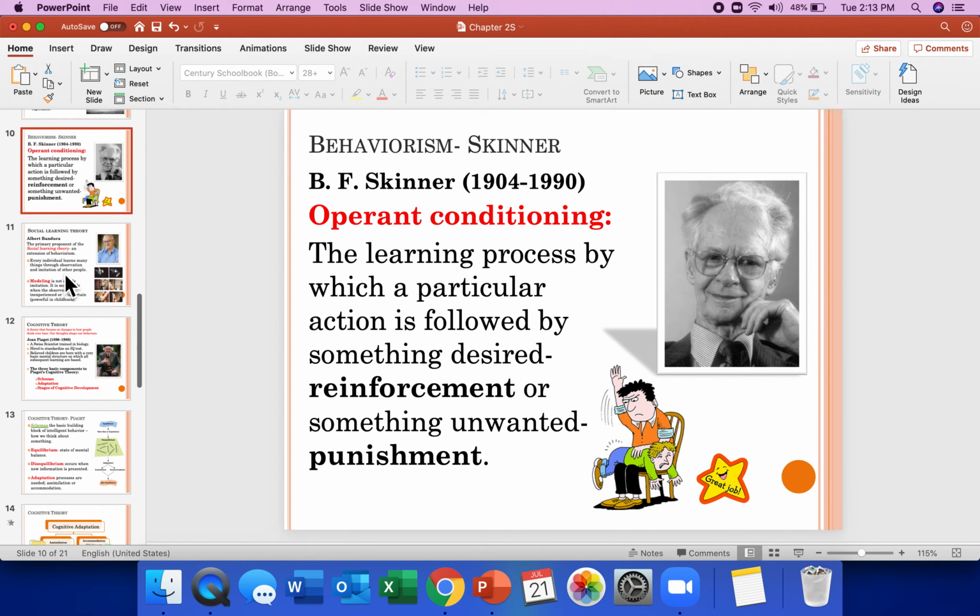The third behaviorist is B.F. Skinner, and Skinner did not disagree with either of the previous theorists. As a matter of fact, he believed in conditioning, but he went on to develop a different concept of conditioning. Instead of classical conditioning, he said that we are also conditioned by the reaction that happens after we do something. So the learning process by which a particular action is followed by either something that we like, desirable, or something that we don't like, punishment, is the concept of operant conditioning.